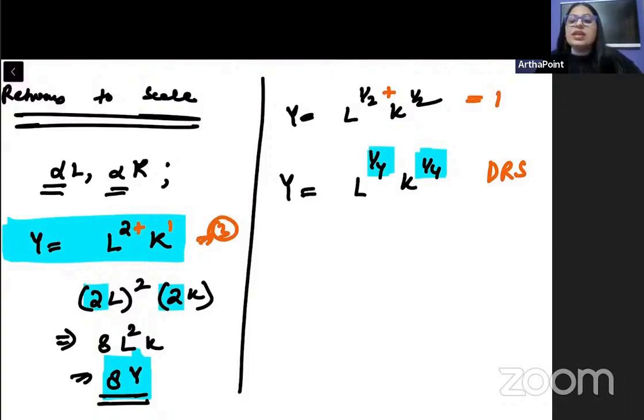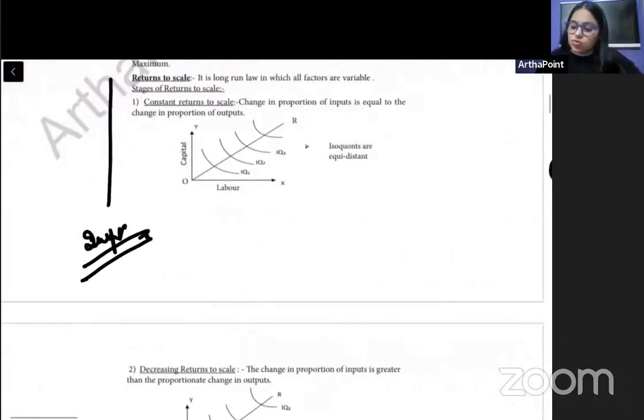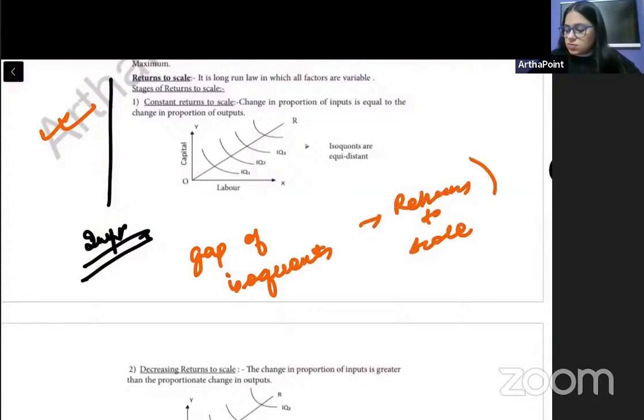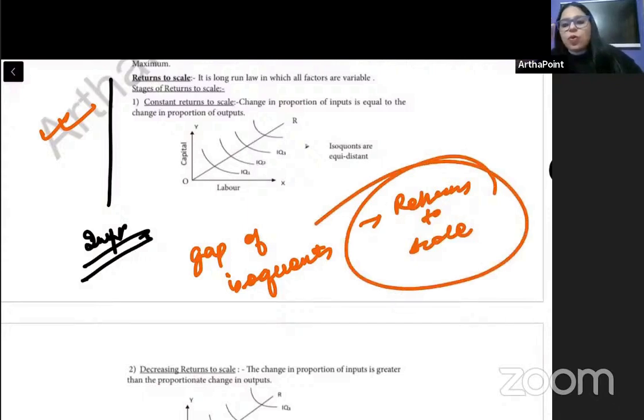But in the exam, they will go ahead and ask you a question related to the gap of isoquants based on the returns to scale. They will ask you, suppose this is an increasing returns to scale function, then the isoquants will be equigap, less gap, more gap, something like that. Such a question will come.